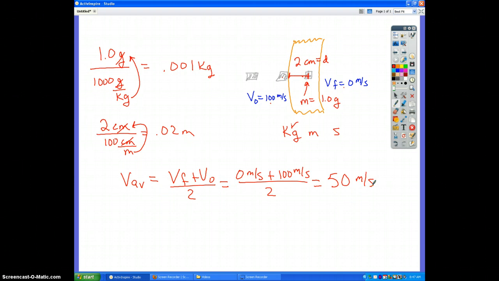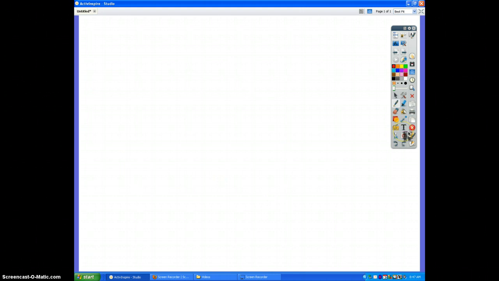So that's the very first part of this problem. The next part of the problem will help us actually find the time. Let's go ahead and clear the board, and let's find the time. In order to find the time, we're going to say that the average speed from the previous part was 50 meters per second. We also know that the distance in the correct units was 0.02 meters, and we did that before. For average velocity, that would be the distance that it traveled divided by the time that it took. We can now plug all of our values in.